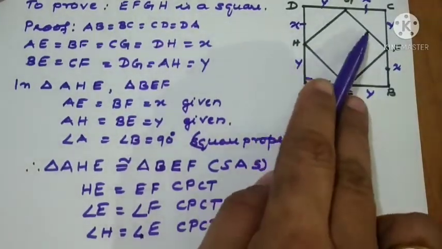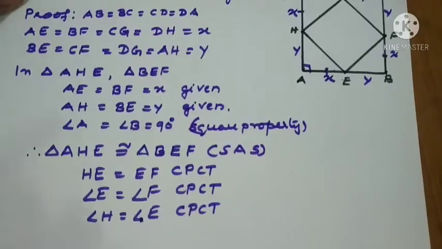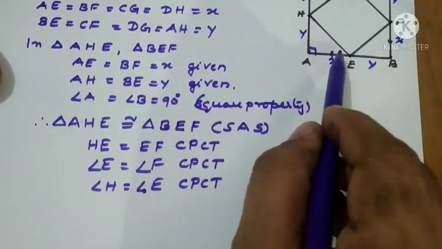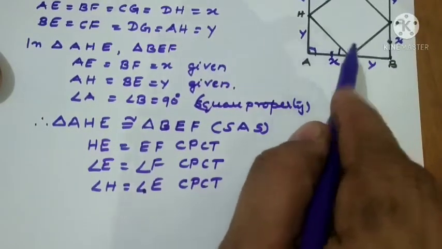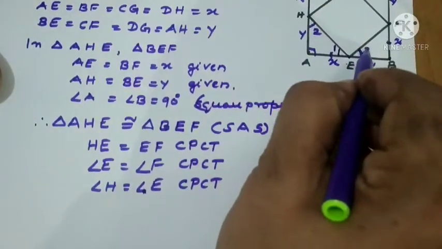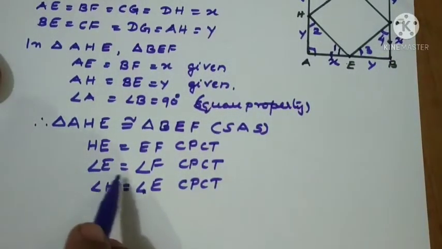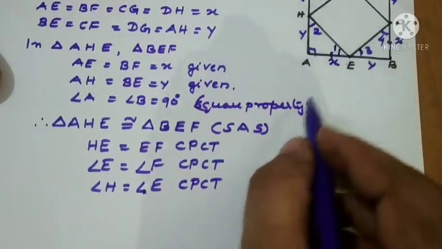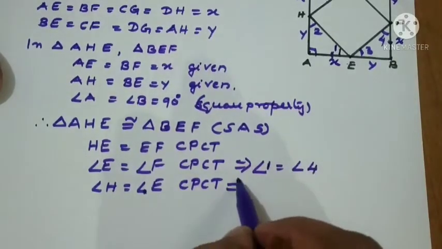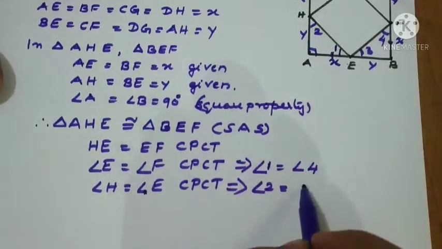Similarly, we can prove that these two are also equal and all the four sides are equal. So angle E equal to angle F. Let us mark that angle E as 1 and here 1 and here 2, now 3, then 4, right? So we have got angle E equal to angle F. Angle E means which one? Angle 1 and 4 are equal. H and E. H means 2 equal to angle 3.